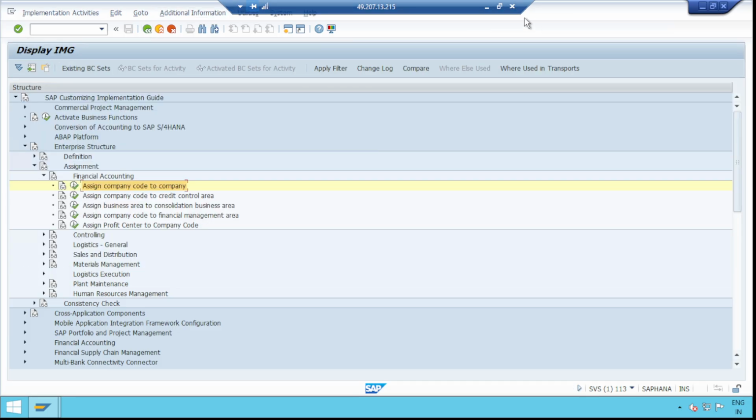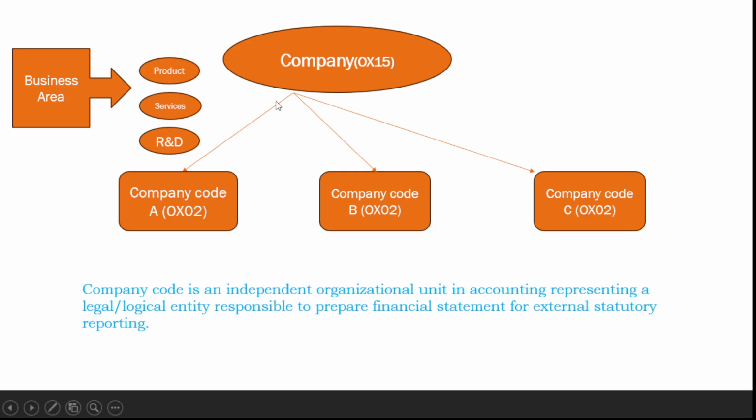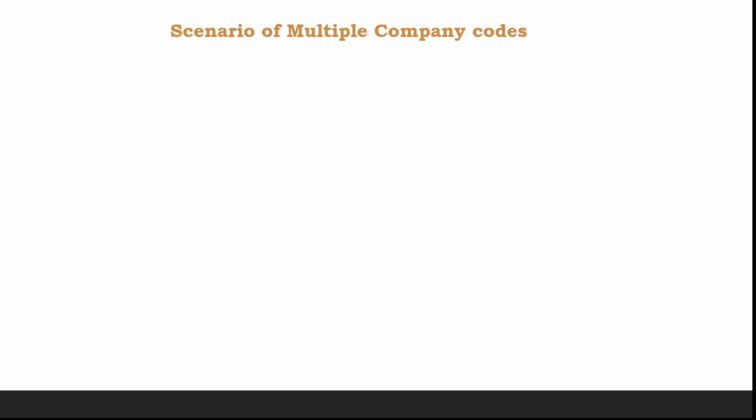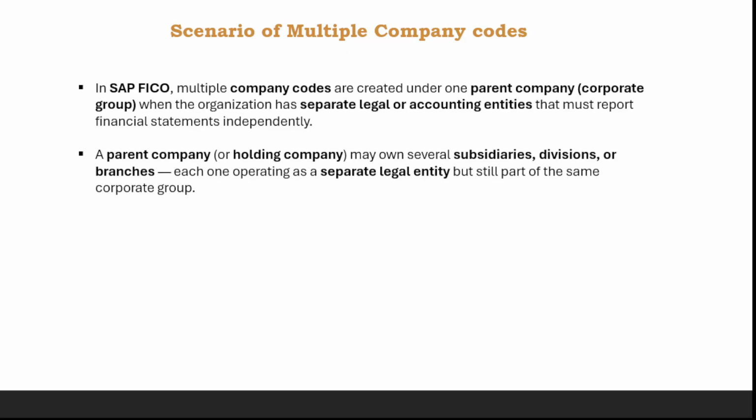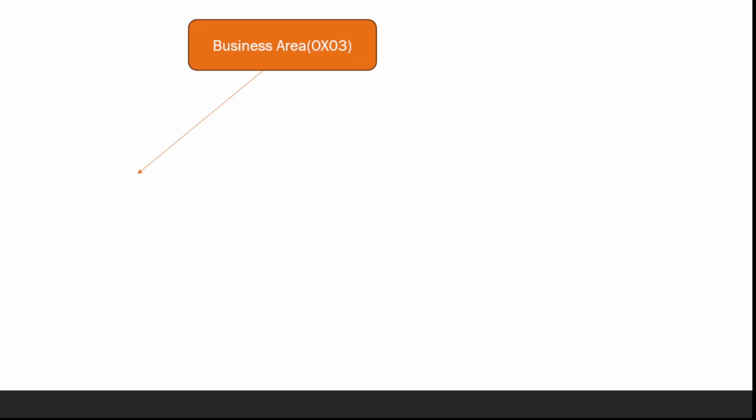Next concept we will discuss is something called business area. So what is this business area? You need to understand it. Here, scenarios we have already discussed: multiple company codes can be created, and the next one is our business area.